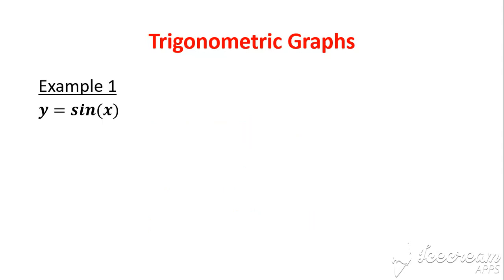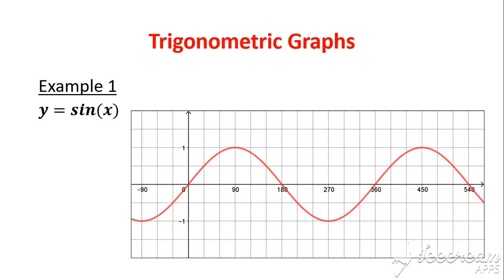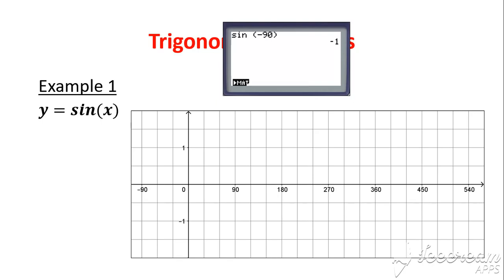So let's start off with our y equal to sine x. Here's what the y equals sine x function looks like. Now let me remove it for a second and see if we can plot some points. Now we're working in degrees at this stage, so let's take the sine of negative 90 and we get negative 1. So we have a point here at negative 90 comma negative 1.